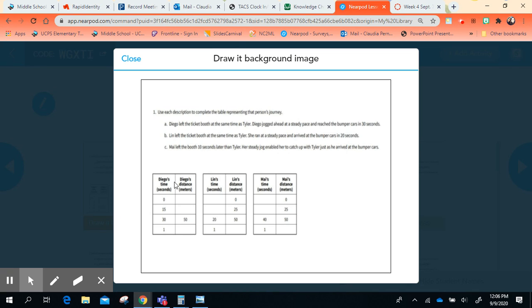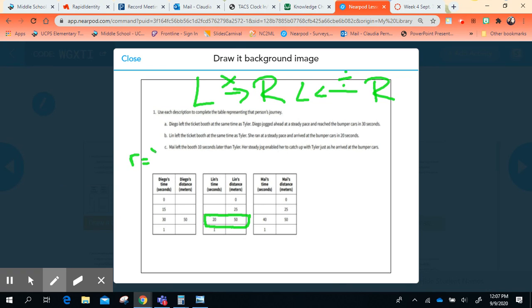Okay, so we said from left to right, it was multiplication, and from right to left, it was division. So we use what we had, r equals y divided by x, to find our unit rate. 50 divided by 20 was what, Diego? It's on your screen. 2.5. 2.5, good. And we put that 2.5 in there.